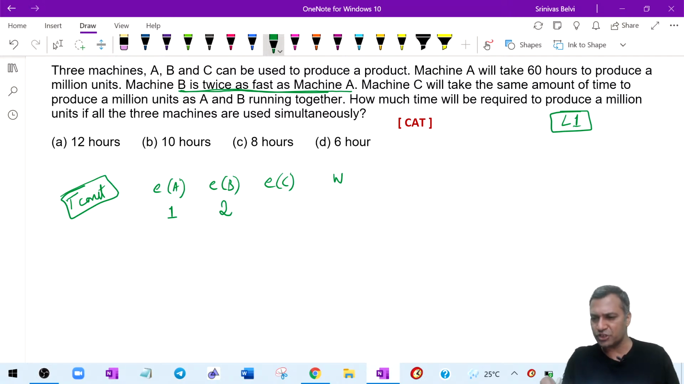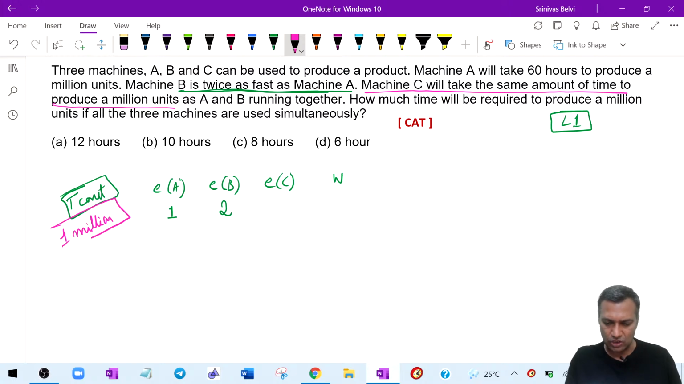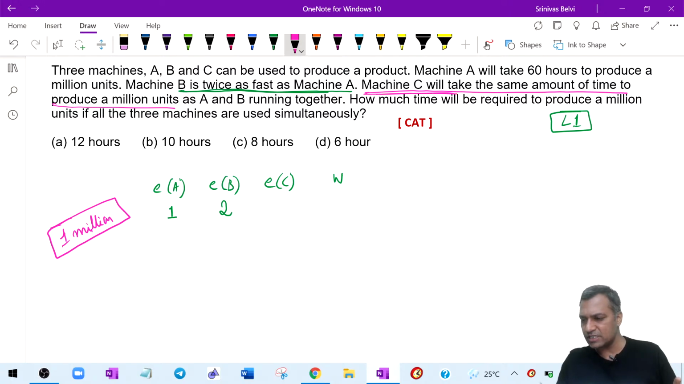Fair enough. Now look at machine C. Machine C will take the same amount of time to produce a million units. Again, 1 million units is a constant. Time is also constant. Machine C will take the same amount of time to produce a million units as A and B put together, which means the efficiency of C is 1 plus 2. That's the meaning of this statement.